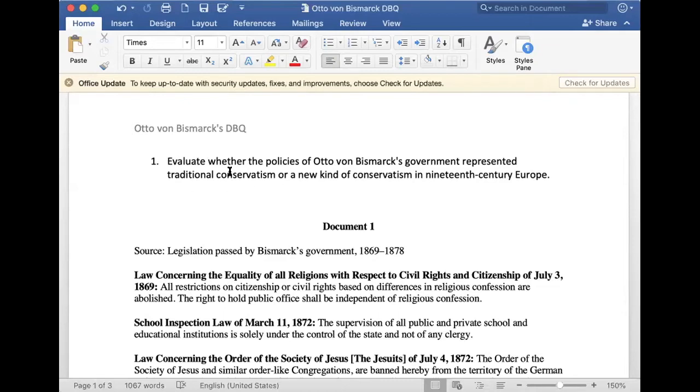With respect to the term traditional conservatism, traditional is more like the way it's always been done. If we're talking about European history, traditional usually involves the church or a religious component of some kind in AP Euro. And then a new kind of conservatism is what you're going to see a lot of in the docs. You'll see lots of new ideas that Bismarck has for mixing different political ideologies together with this traditional conservatism. So that's what the documents are going to show you when you go through them.